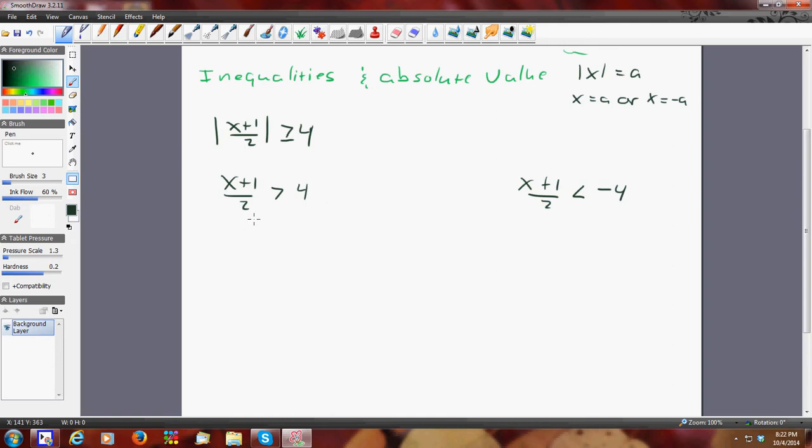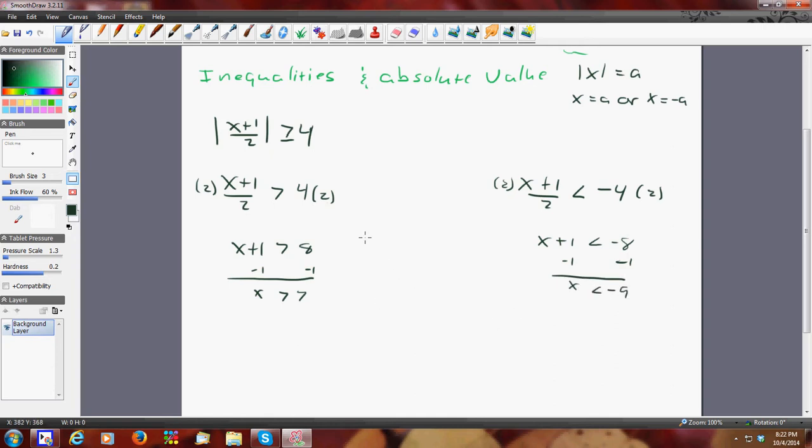So now we just solve it as is. I'm going to multiply both sides by 2, and I'm going to do both simultaneously. And I get x plus 1 is greater than 8. X plus 1 is less than negative 8. Let's subtract 1 from both sides. And I get x is greater than 7. And I get x is less than negative 9.